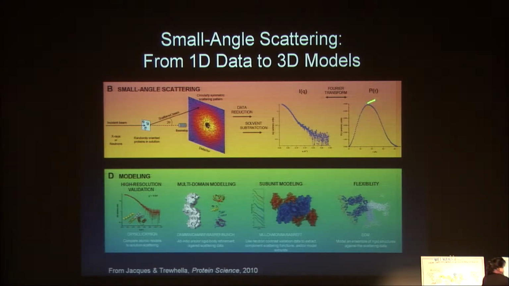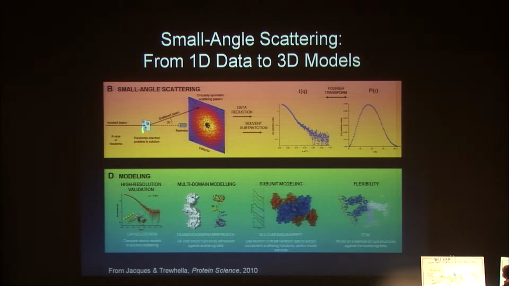That can be transformed to the length distribution curve, the P of R curve, which is a probability of distances between any two atoms within your particle. So this gives you information about the size and shape. For instance, this value here where the curve comes down to 0 is the maximum end-to-end length of your molecule. So you get low-resolution information about the size and shape.